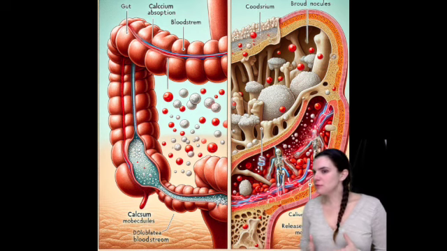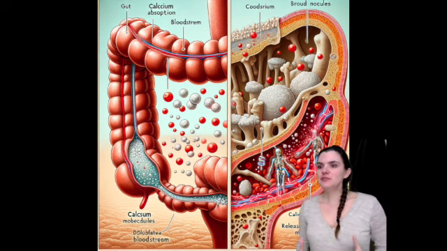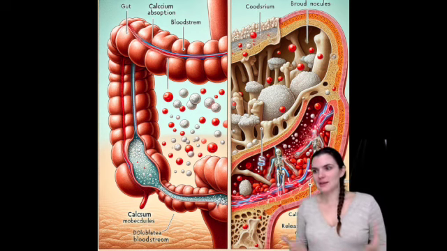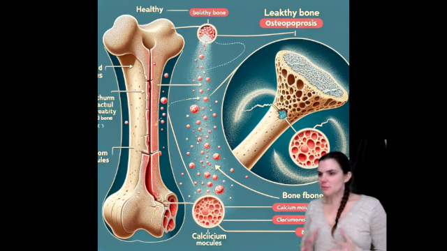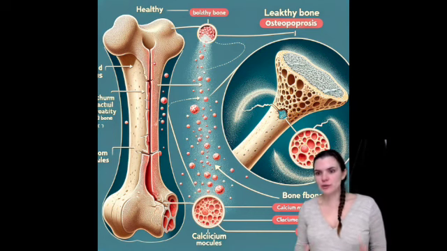Now, our bones will monitor our blood levels, and if those levels are too low, like in hypocalcemia, the bones will actually start to release the calcium back into the blood. But if this keeps happening over and over, it's going to make the bones really weak over time, and the person can have osteoporosis, which will increase their risk of bone fractures.